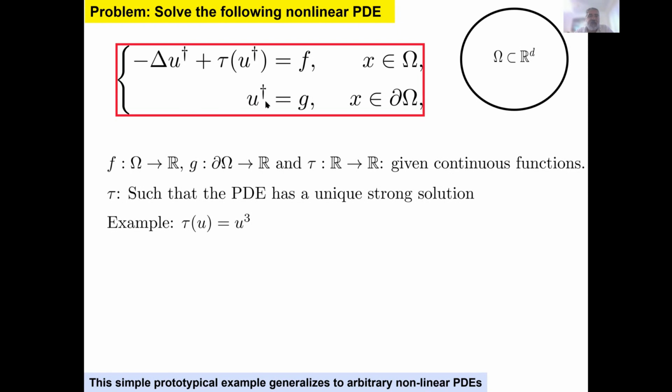But for ease of presentation, I will describe it first for the following nonlinear elliptic PDE, in which f, g, and tau are continuous functions such that this PDE has a unique, strong, or classical solution. The nonlinearity in this PDE is tau, which we assume to be continuous. And as an example, you can take tau of u to be u cubed.